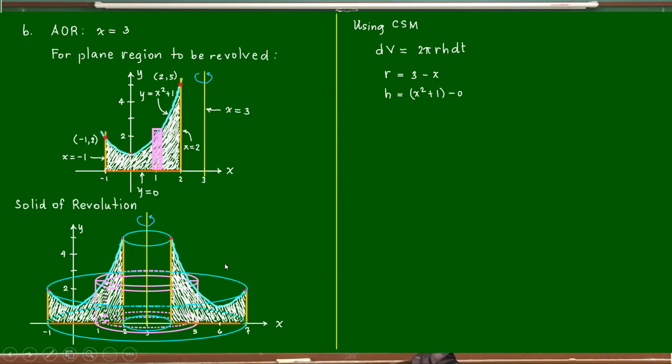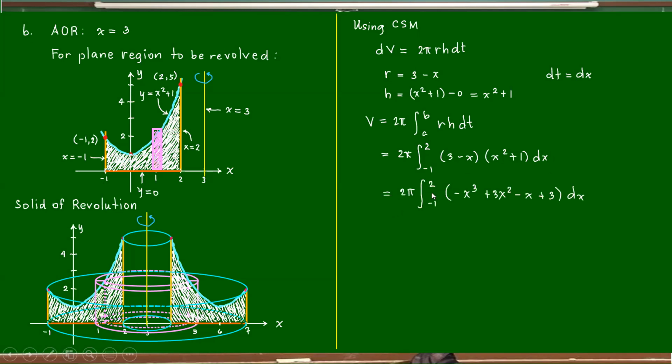And then for the height, y higher minus y lower. Y higher is what? So y higher here of the element is x squared plus 1, y lower is 0. So getting x squared plus 1. Then of course, dt again is dx. So volume is 2 pi integral from a to b rh dt, getting 2 pi integral from -1 to 2. So this region runs from -1 to 2. Then the integrand is 3 minus x multiplied by x squared plus 1 quantity, then dx.